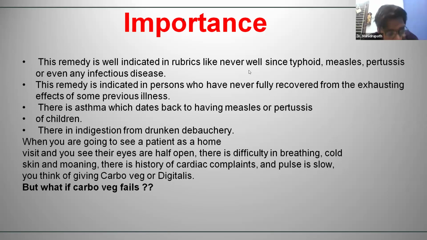But what if Carbo veg fails? If Carbo veg fails, the next prescription is hydrochloric acid, Calcarea carb, Camphor, Veratrum. You need to differentiate. Those are the remedies that come here.